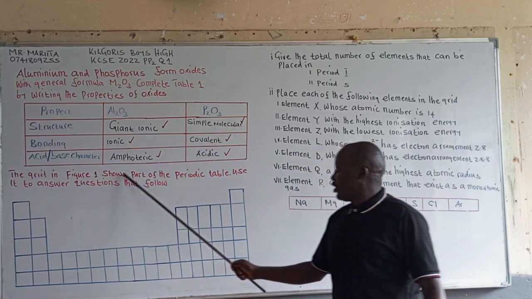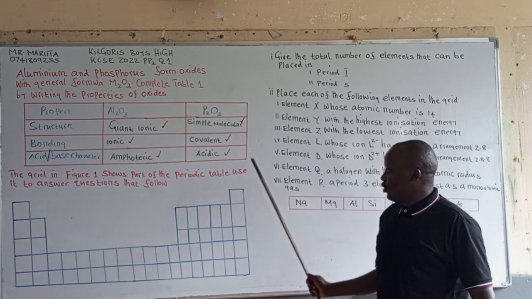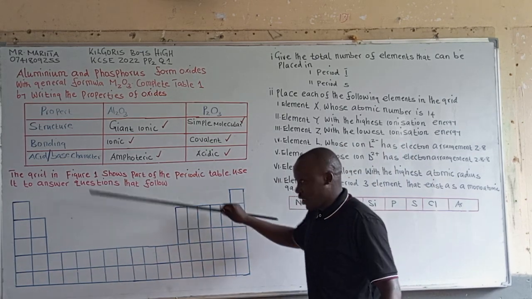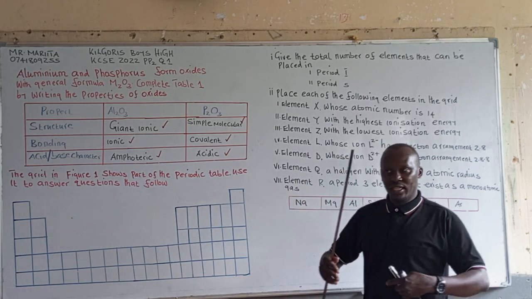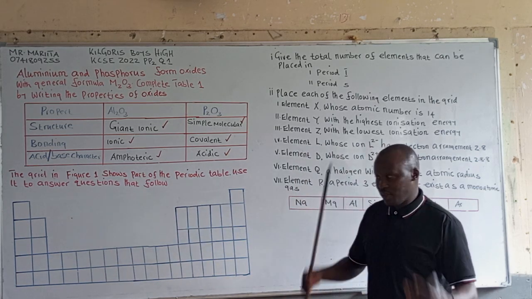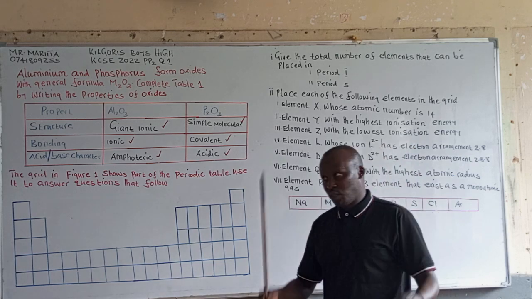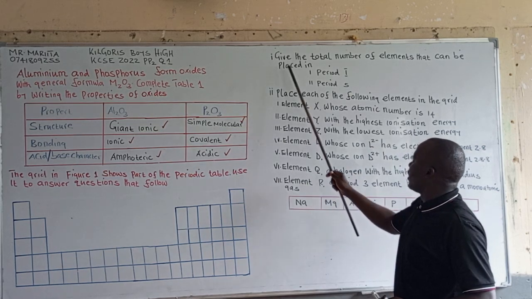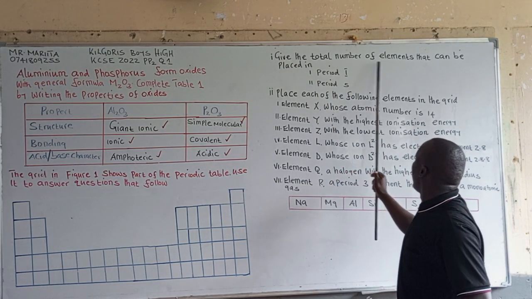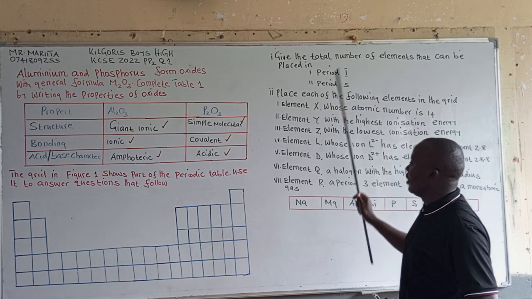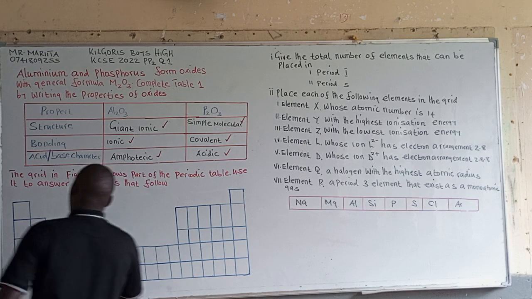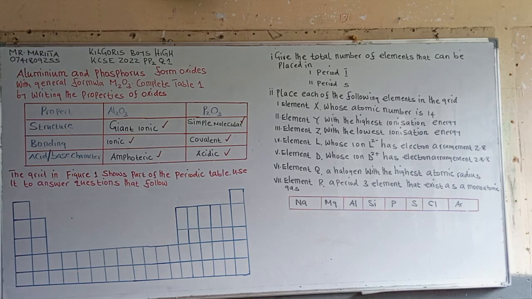The grid in Figure 1 shows part of the periodic table. Use it to answer the questions that follow. As you can see, it was a plain grid, and it is the simplest question that has ever been set. So a student who prepared well was to score all the marks in this part. We have been given: give the total number of elements that can be placed in period 1 and period 5. But before that, the vertical lines represent the period and the horizontal represents the group.